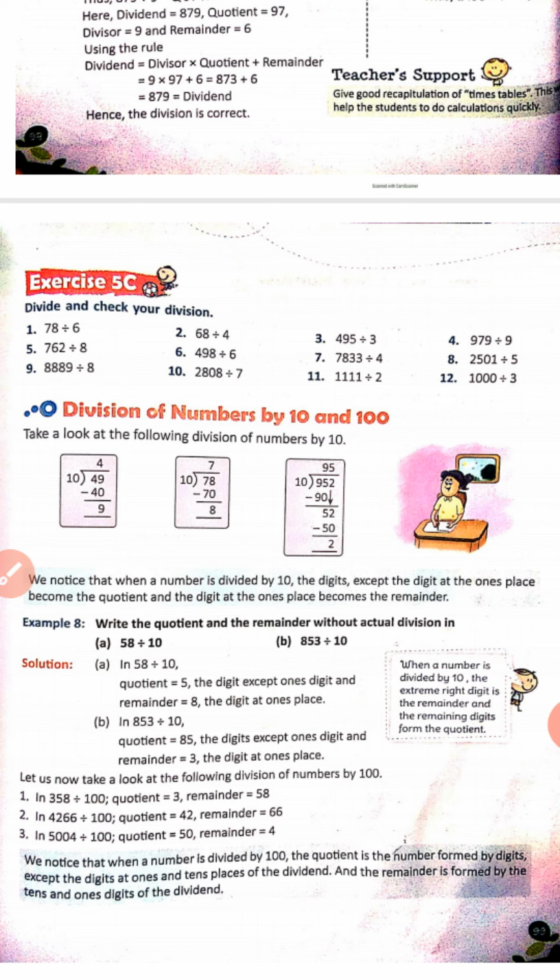So what we notice here is that when a number is divided by 10, the digits except the one at the ones place become the quotient and the digit at the ones place becomes the remainder. And when we divide by 100, the quotient is the number formed by the digits except those at the ones and tens places of the dividend, and the remainder is formed by the tens and ones digits of the dividend.